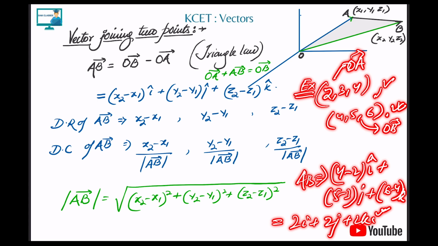So direction ratios will be 2, 2, 2, and direction cosines will be 2 divided by root under of 2 square plus 2 square plus 2 square. So what will be the value? 2 square is 4, 4, 4, 12. So 2 by root 12. Correct. That's it, the answer.